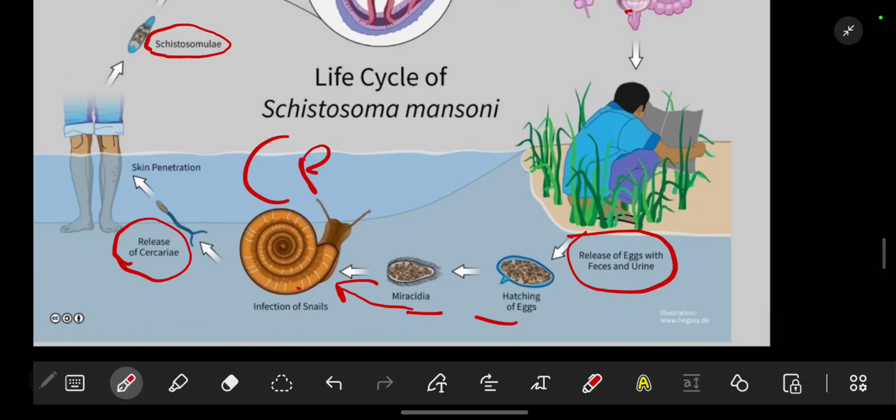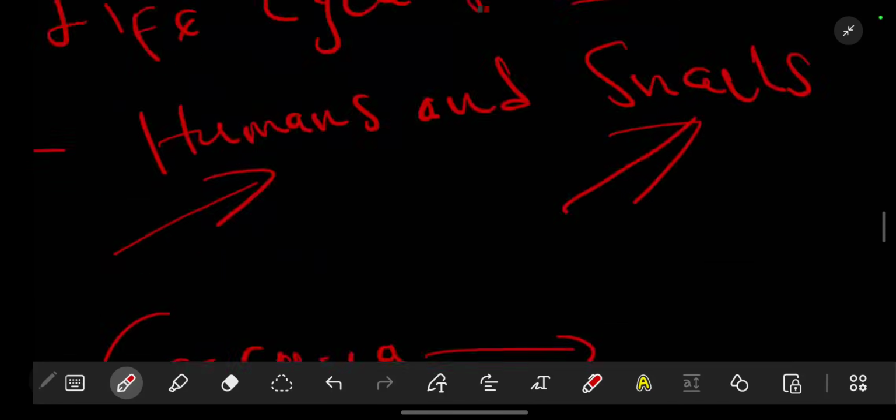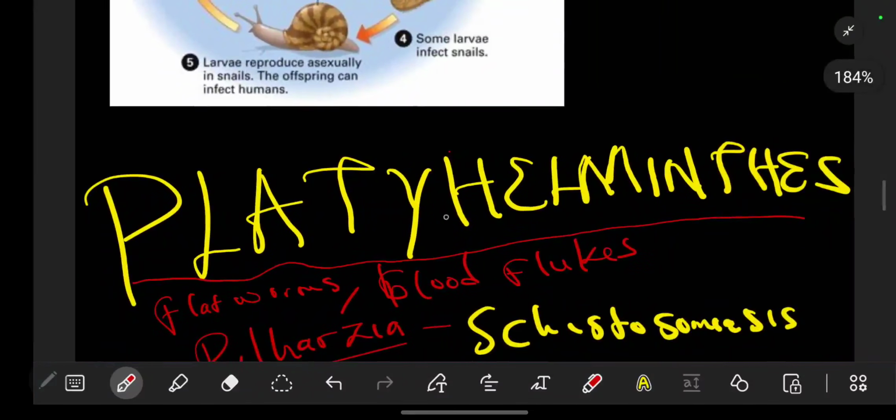But if you are at, let's say, CBU, here you are going to begin with the Cercaria. So Cercaria will be released by the snail into the water. Then it will be able to penetrate a human being. When it penetrates the human being, the cycle moves like that. So if you're at CBU, you begin with Cercaria released in the water. So that is that under this phylum, which we are calling Platyhelminthes.